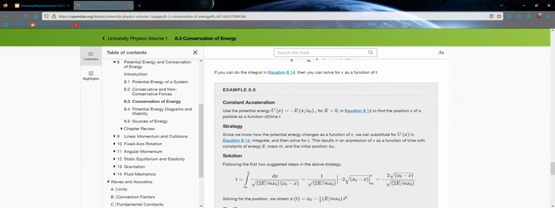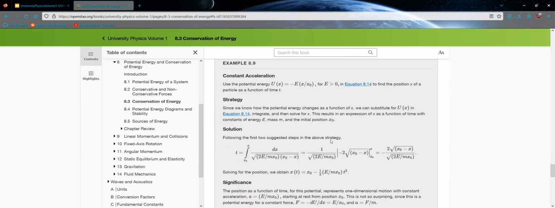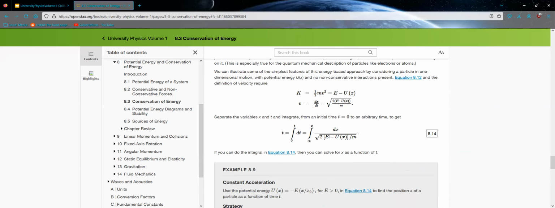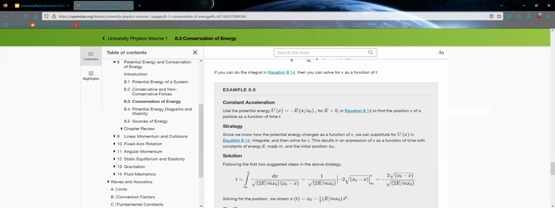So when we calculate potential energy given this negative change in energy with respect to position, it sounds like a lot, but since we know how potential energy changes as a function of x, we can substitute that U(x) that we're given into equation 8.14, shown here, and integrate and solve for x. When we do that, the result is an expression of x as a function of time that relates to energy, the mass, and the initial position.